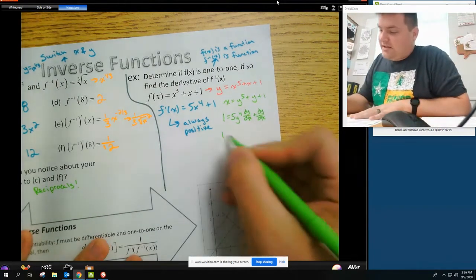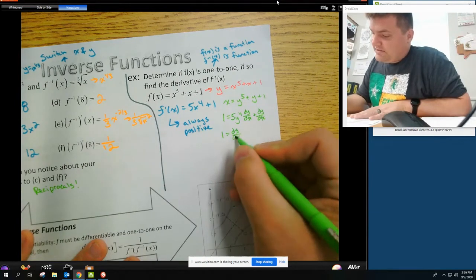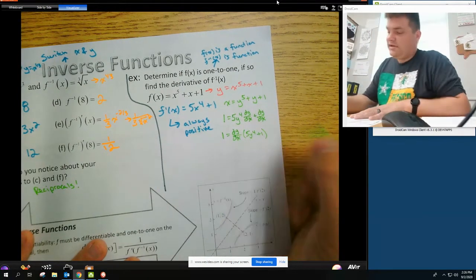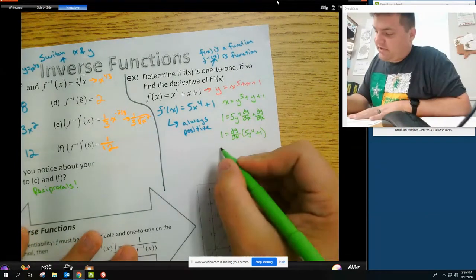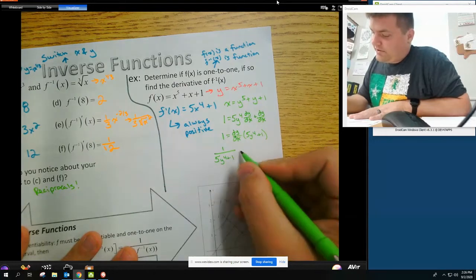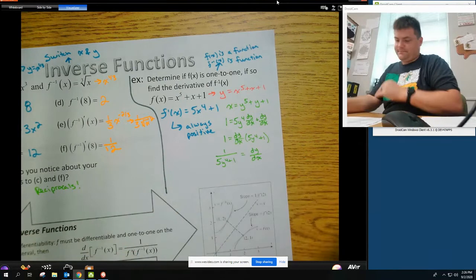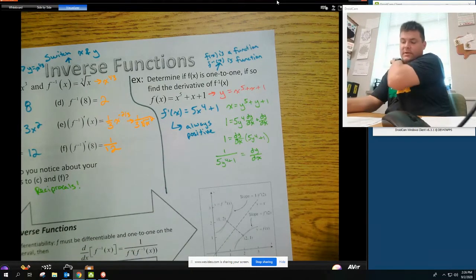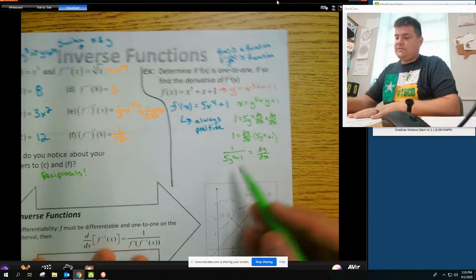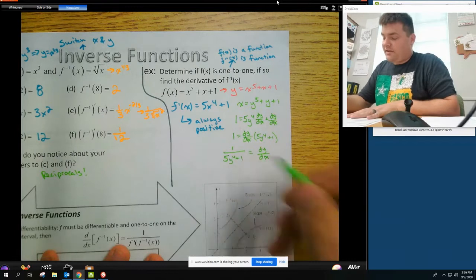So on the right-hand side, I'm going to take out a dy over dx, and we're left with 5y to the fourth plus 1. So to get dy/dx by itself, I'm going to get 1 over 5y to the fourth plus 1 equals dy over dx. And then, well, this is it in terms of y. So this is the derivative of the inverse.